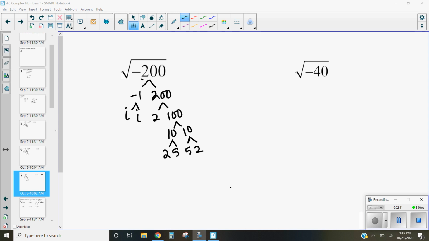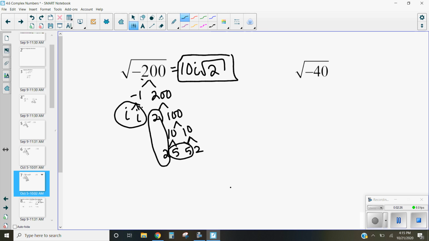Okay, hopefully you've had a chance to simplify this out. I broke my -200 all the way out, and I noticed that I have 2 i's here, I have 2 2's, and I have 2 5's. So what I can factor out here is 10i with the square root of 2. Fantastic. So that is how we can simplify complex numbers when they have a negative inside.